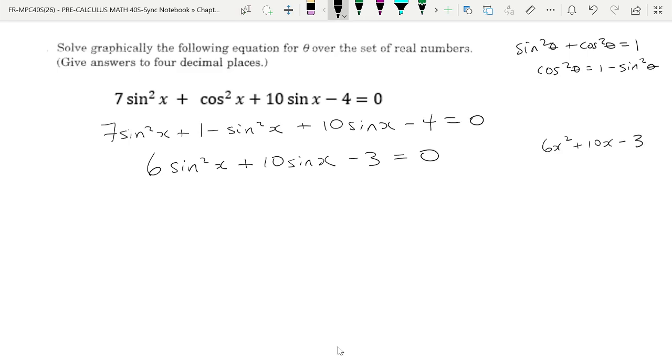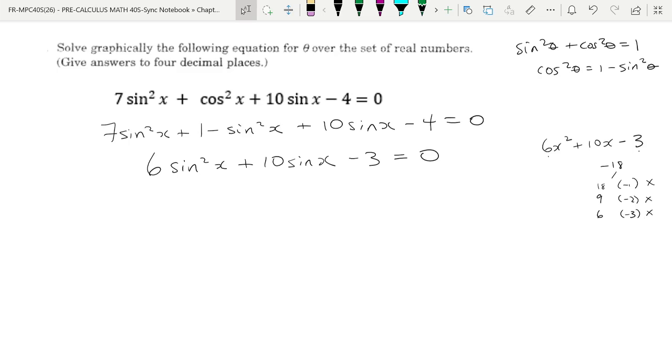You try decomposition. 6 times negative 3 is negative 18. Are there two whole integers that multiply to make negative 18 that would add to make 10? And let's see. My choices are 18 and negative 1. Nope. 9 and negative 2. Nope. 6 and negative 3. Nope. I'm out of choices. That tells me that I cannot do this by factoring. So this one I'm going to have to use the quadratic formula for.